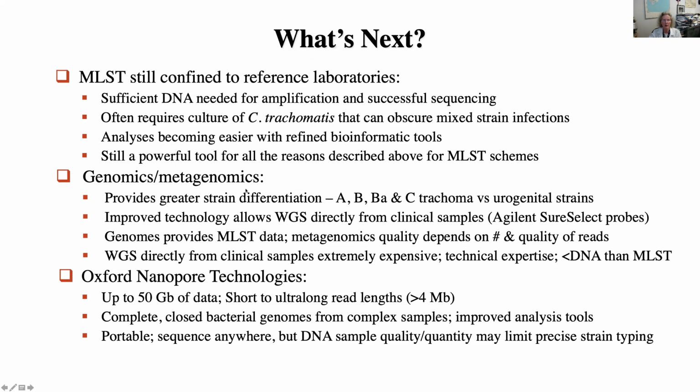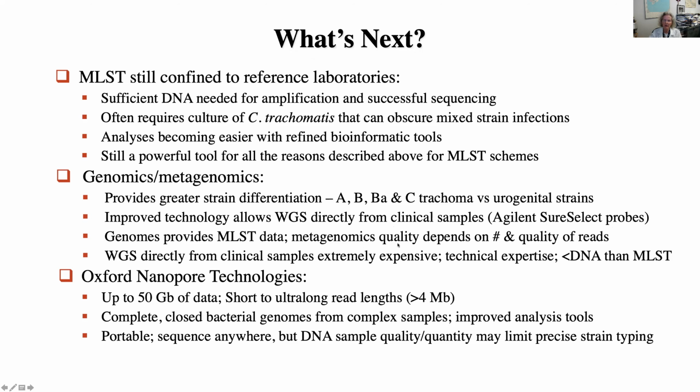So genomics and metagenomics, which we have been doing a lot of, gives better power for strain discrimination, more easily can discriminate the true trachoma from the urogenital strains that have these OMP genotypes. Of course, there's always improved technology. Now we're able to do whole genome sequencing directly from clinical samples without as much genomic DNA, and we use Agilent SureSelect probes that we've developed for this.